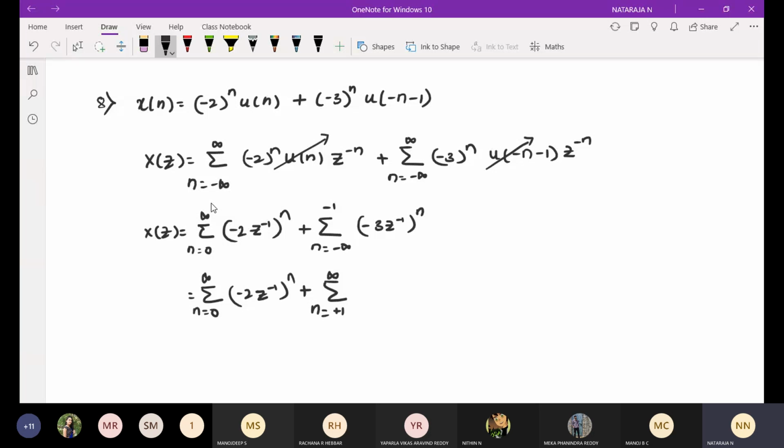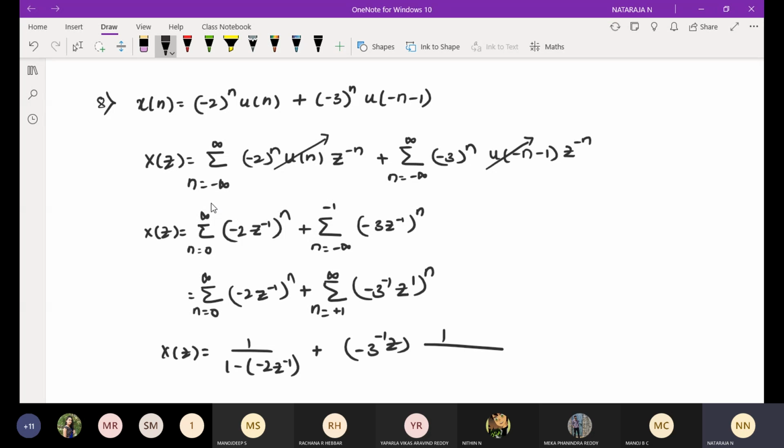Then if I apply the transform for the given equation, I will get x of z is equal to 1 by 1 minus of minus 2 z inverse, then minus 3 inverse of z into 1 by 1 minus of minus 3 z inverse.